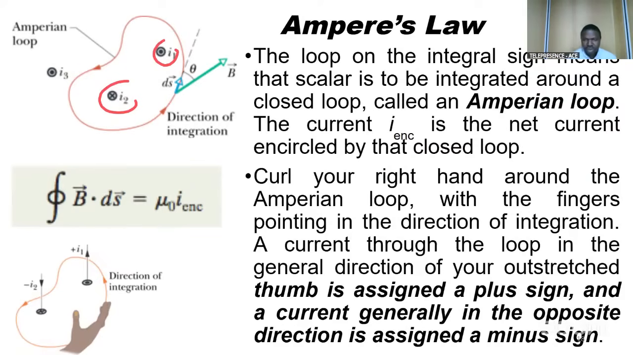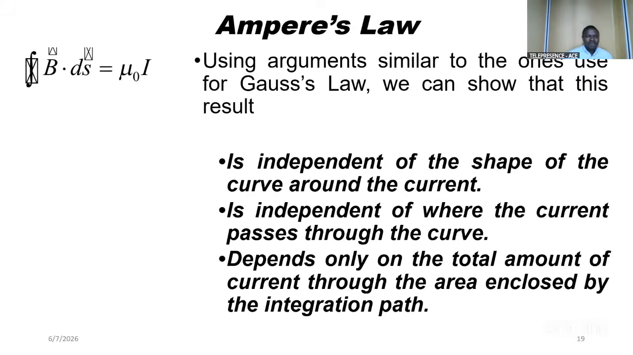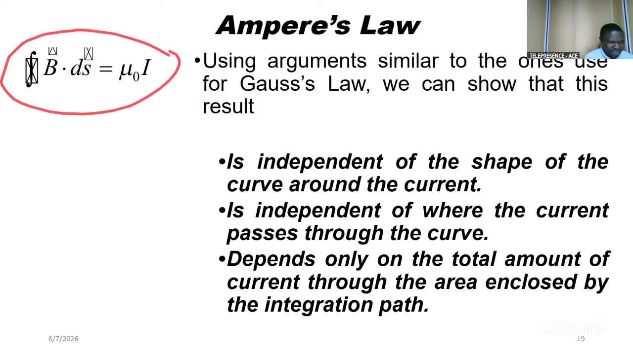If you can still remember, using an argument similar to that of Gauss's law, we can say that Ampere's law is the integral of B dot ds equal to the permeability multiplied by the current.